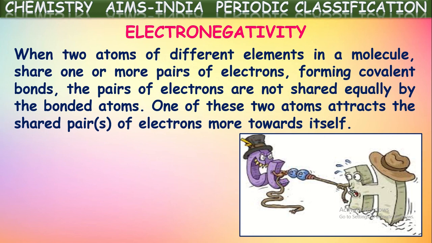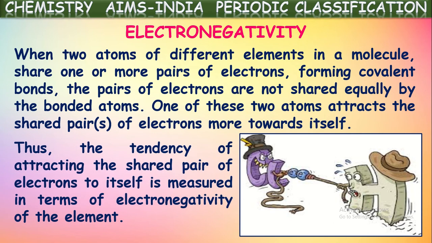But here, chlorine has a smaller size and a greater nuclear charge. Because of this, it will pull the electron pair towards it, and hence sharing will not be done equally between these two atoms. Thus the tendency of attracting the shared pair of electrons towards one atom is measured in terms of the electronegativity of that atom. We say this atom has greater electronegativity and it is pulling the electron pair towards it more.